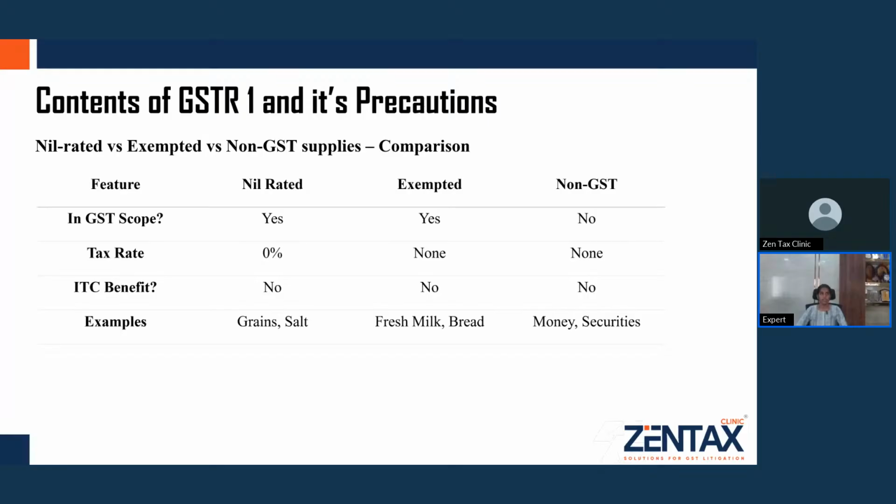And ITC benefit. In all three cases, the registered person shall not claim ITC. In case he has other taxable outward supplies also, the ITC pertaining to both taxable and exempt supplies, nil-rated or non-GST supplies, which is common to both these categories, has to be reversed on a proportionate basis based on the turnover of exempt, nil-rated or non-GST supplies.